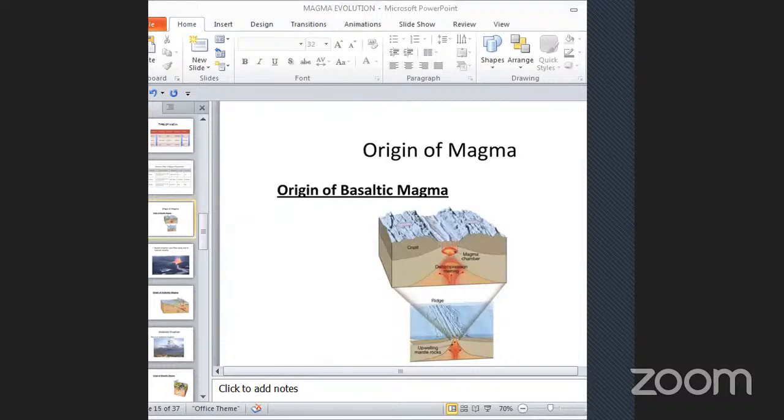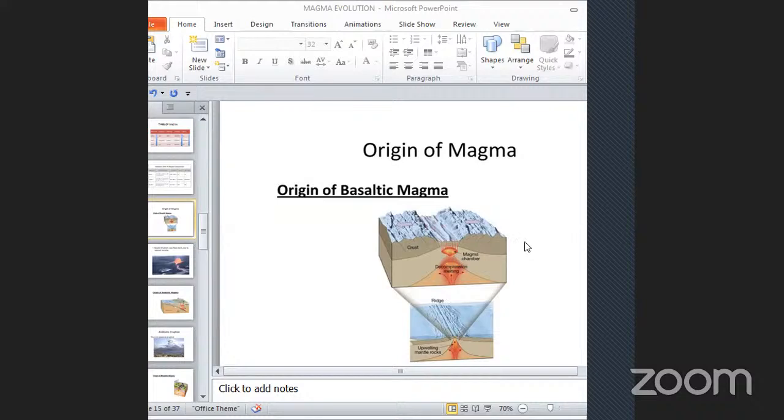So origin of magma. Much evidence suggests that basaltic magmas result from dry partial melting of the mantle. So basalts make up most of the oceanic crust and the mantle underlies the earth's crust. So basalts contain minerals like olivine, pyroxene, and also plagioclase. These are which contain water, right?